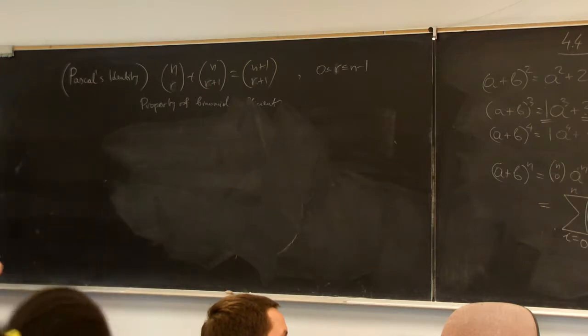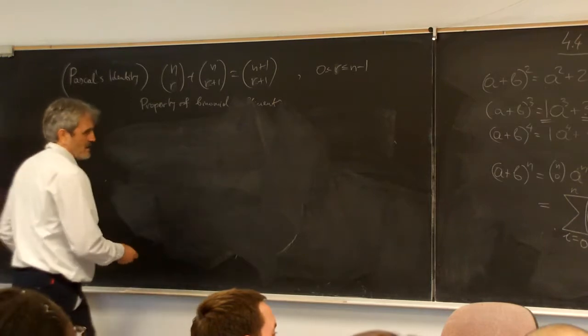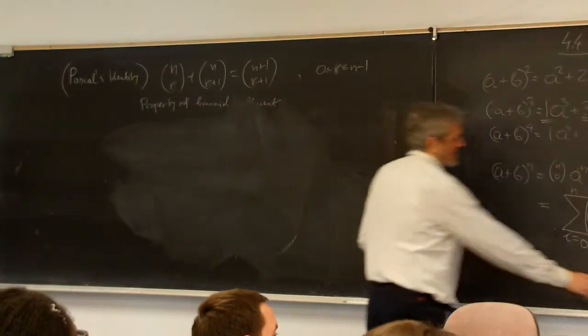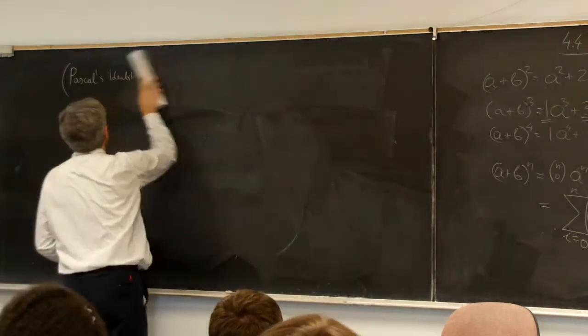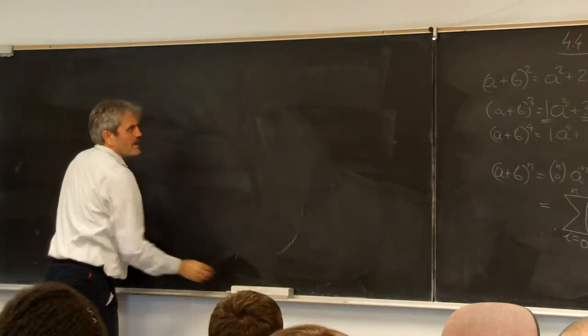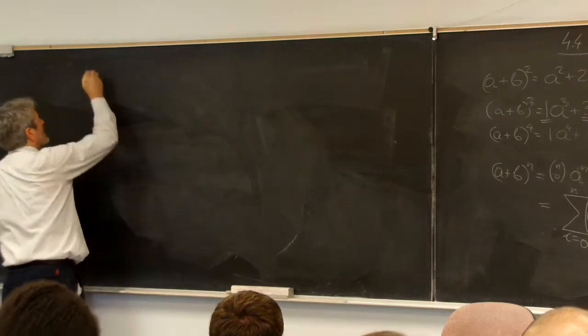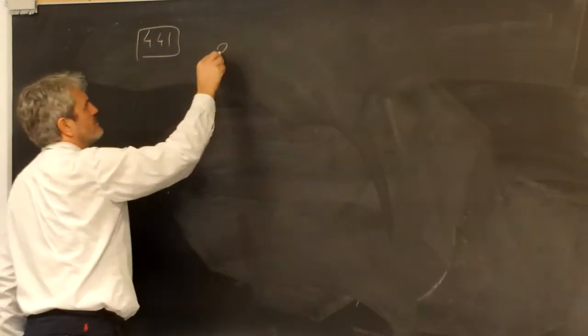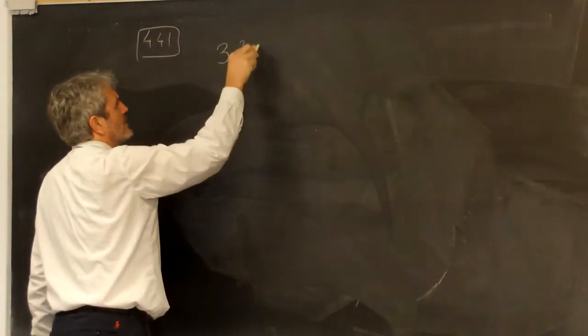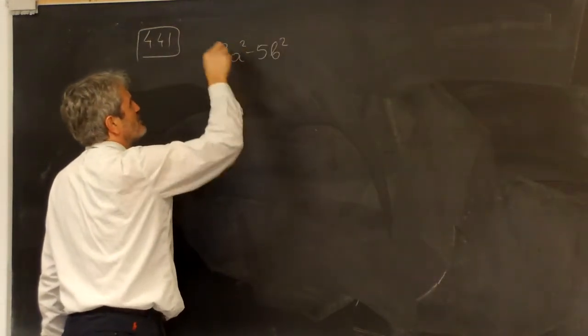So here's one example. I just erased Pascal and identity already. So what do we want to do? Example 441. We want to raise 3a squared minus 5b squared.